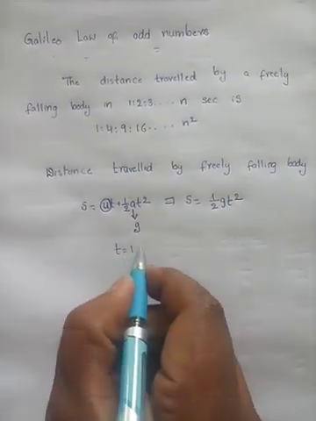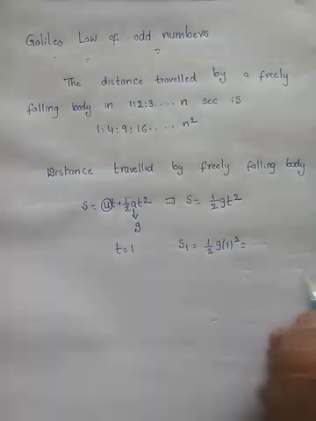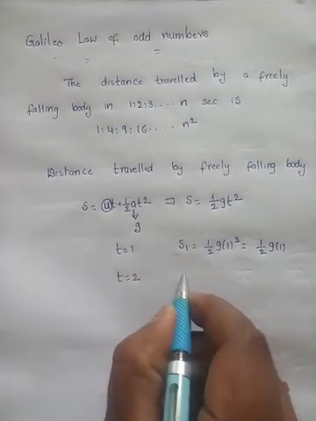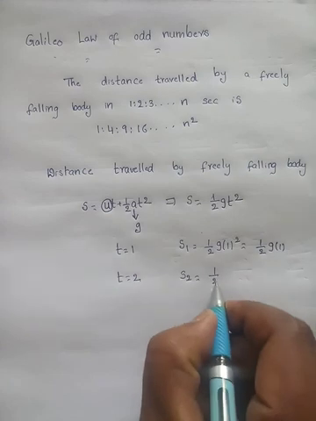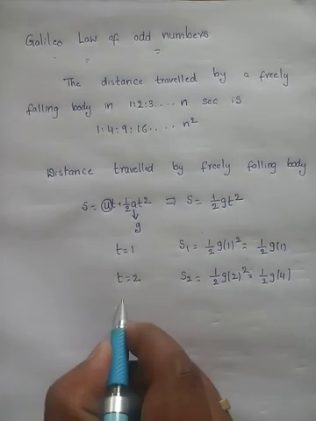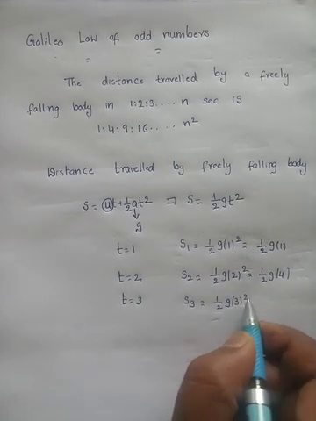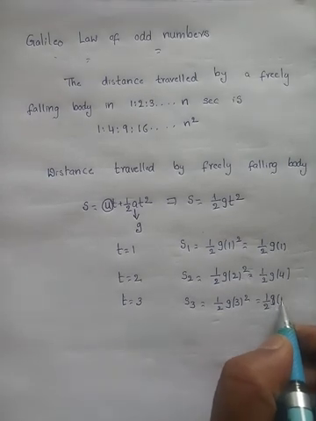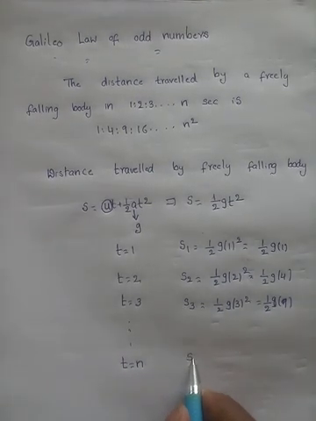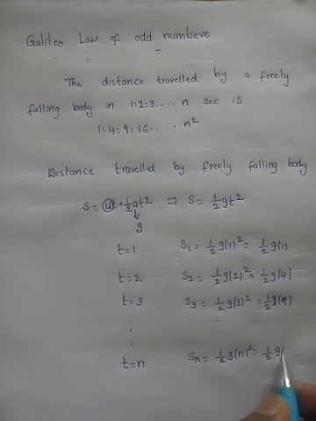For example, if t is equal to 1, then distance travelled S1 is equal to half g into 1 square. So, what you get? Half g into 1, right? Similarly, after 2 seconds, S2 is equal to half g into 2 square, half g into 4. In the same way, if t is equal to 3 seconds, S3 is equal to half g into 3 square, that is half g into 9. If you take for nth second, Sn is equal to half g into n square.